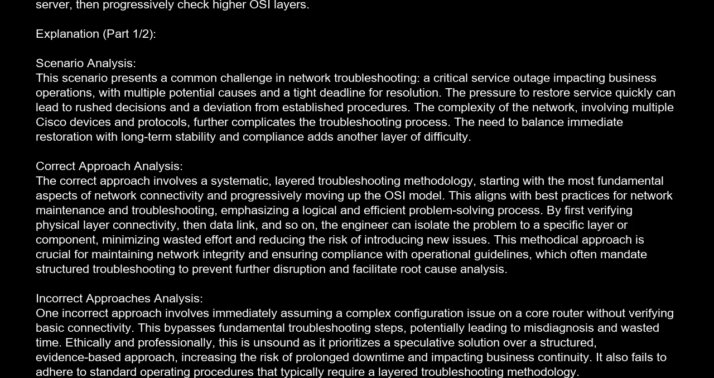The correct answer is D. Begin by verifying physical connectivity and link status on all network devices between the users and the application server, then progressively check higher OSI layers.